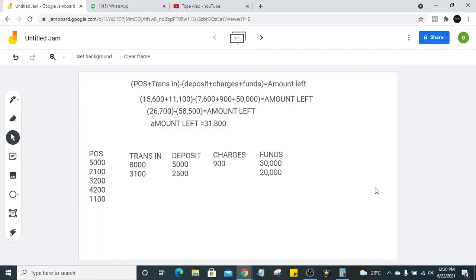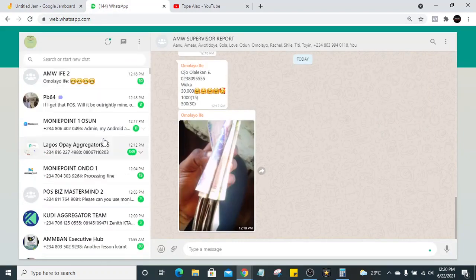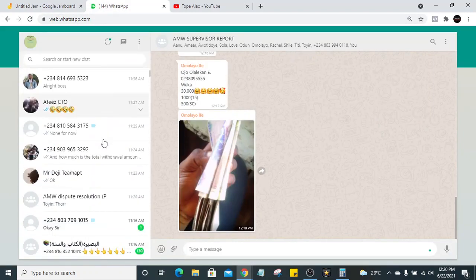So now let's go to my WhatsApp so that you can see a live example of what I'm talking about, and we are going to check together whether this employee's account is balanced or not. All my staff, I created a WhatsApp group for them to send their reports daily. So let's check one of them. Hopefully I will not be revealing people's personal details here. Let's check.